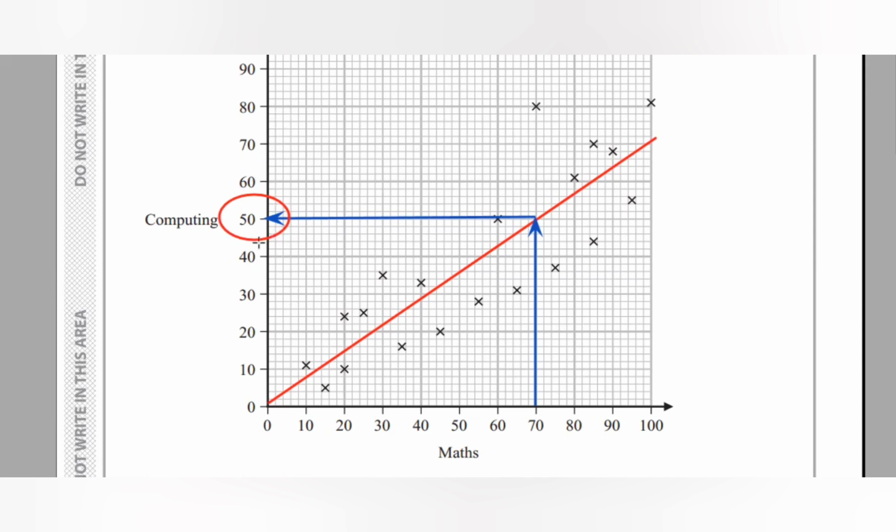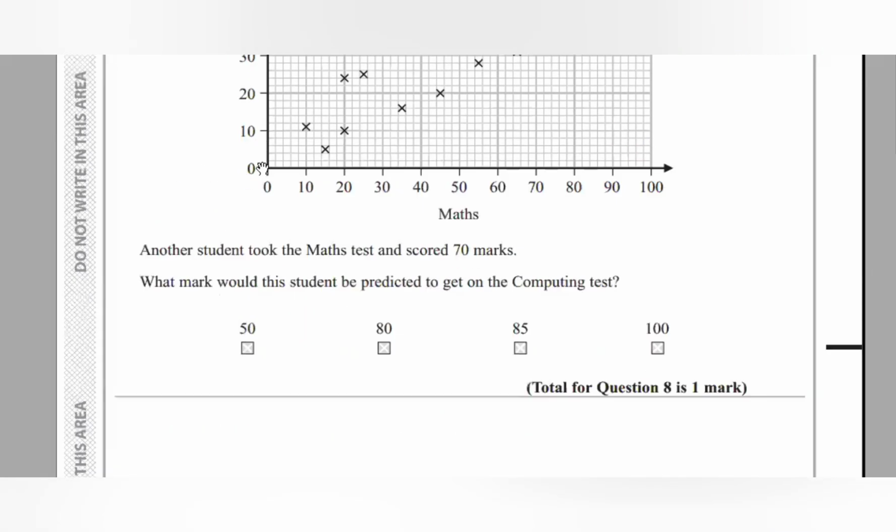So this is the answer to this question. It's 50. Let's take a look at the options that we have. We have 50, so the answer is 50. Yes, that's how you answer a question like this. You have to follow the line of best fit. So draw the line of best fit and then find the maths mark, go up until the line stops you, and you will get the answer to the question.